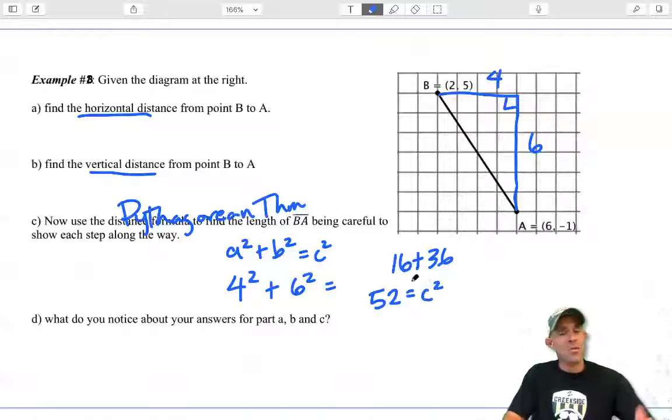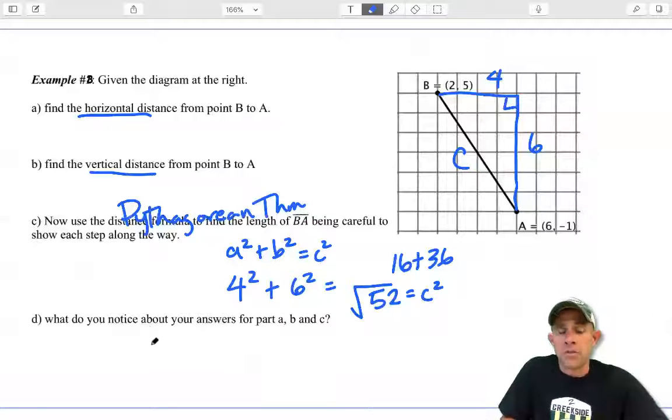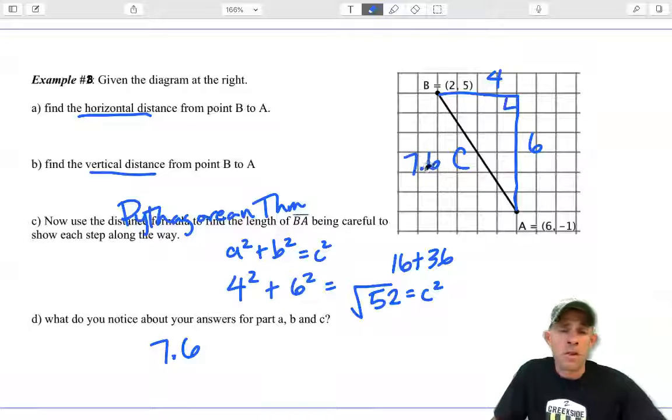c squared. Now, we don't want to solve for c squared. We want c. That's the length of that hypotenuse. So we need to now take the square root of 52, and the square root of 52 is approximately 7.6. So again, you should see that those answers from example 1 and example 3 are exactly the same, but we have two different methods to get to that same distance between those two points. We can either use the Pythagorean theorem, or we can use the distance formula.